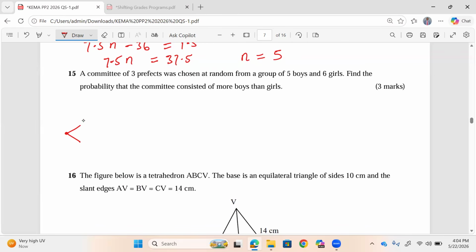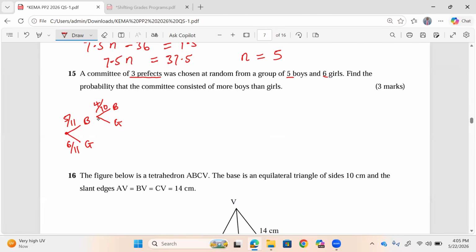In the first selection, we might get a boy or a girl. Because we're picking 3 prefects, boys are 5 and girls are 6, so the total is 11. Picking a boy is 5 over 11, and a girl 6 over 11. Then after picking a boy, we continue with the second picking, and we might still pick a boy or a girl. Picking a boy for the second time goes down to 4, but now out of 10, because you can't pick one person twice. So it's picking without replacement.